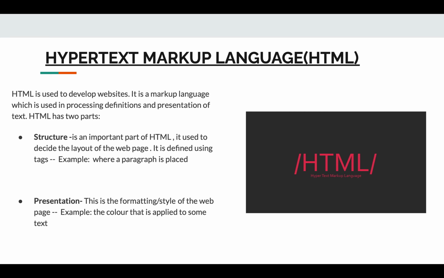Now let's talk about the most used language in web designing: Hypertext Markup Language. HTML is used to develop websites. It is a markup language which is used in processing definitions and presentation of text. Hypertext Markup Language has two parts. Firstly, structure. It is an important part of HTML and it is used to decide the layout of the web page. It is defined using tags. Example: where a paragraph is placed. Secondly, presentation. This is the formatting style of the web page. Example: the color applied to some text.